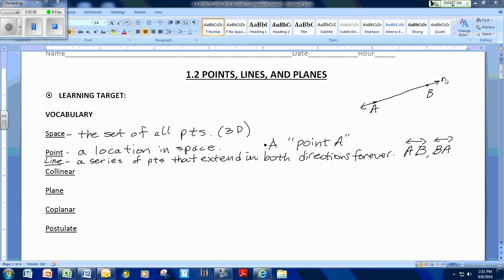Sometimes there'll be a lowercase letter at the end or the beginning of one of the lines. If that's the case, you can also name it using the lowercase letter. So in this case, that would be line M. Now, if there's a third point on the line, let's call it C, a lot of people would want to call this line ACB, like this. That is incorrect. You also do not want to mix a point and the lowercase letter. That is also incorrect.